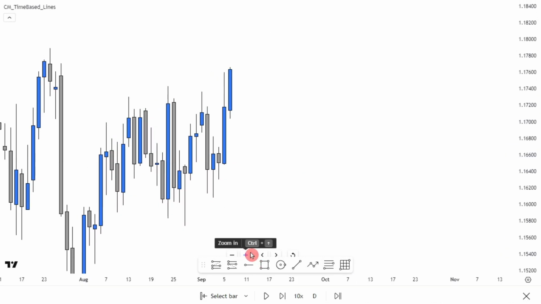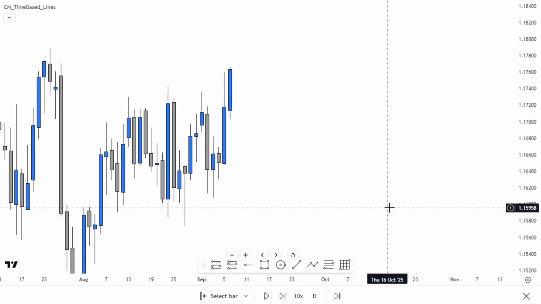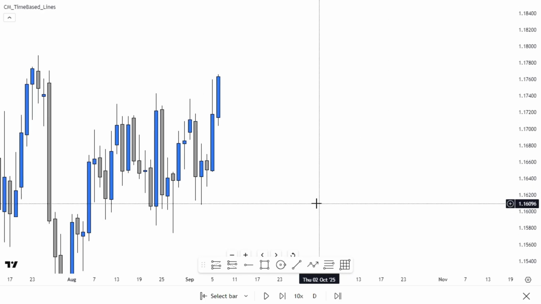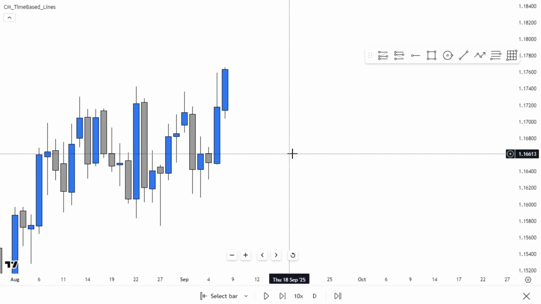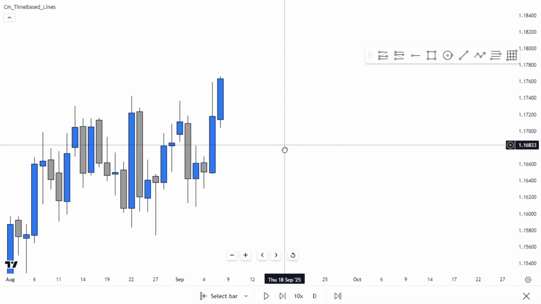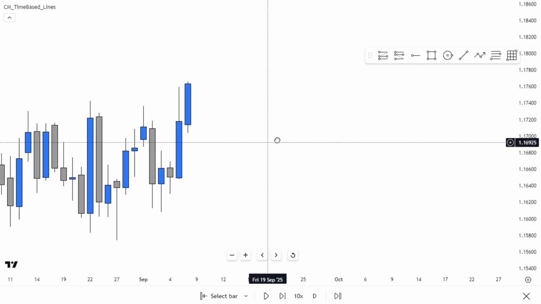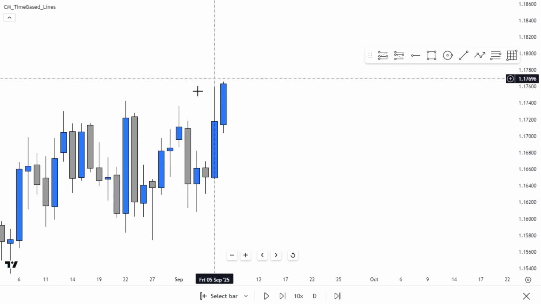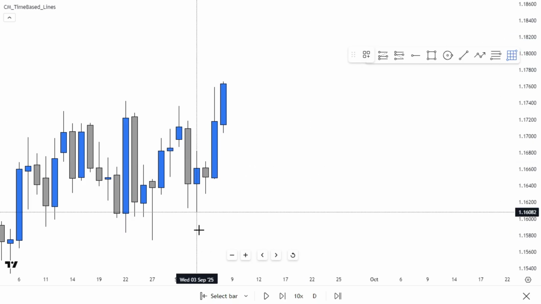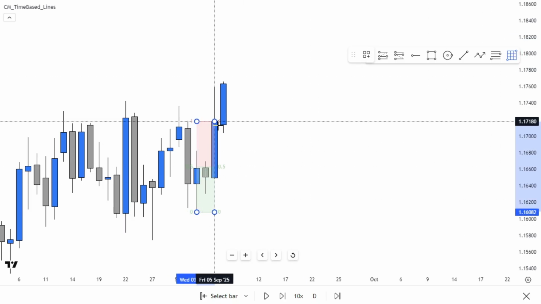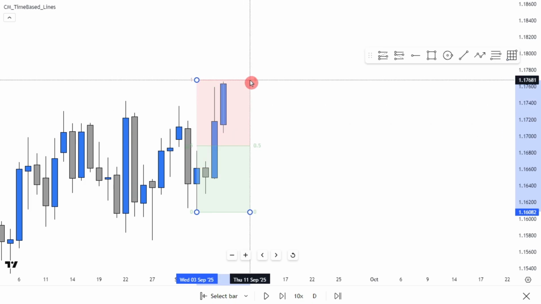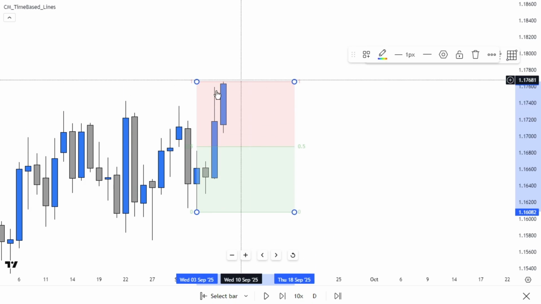Okay, so now let's take a look at a few examples of some discount and premium in live market conditions. So when it comes to premium and discount, we need to find a clear, visible range, meaning we need to find either a swing high or a swing low. So as you see right here, we have a clear swing high. So now we will mark this from the wick of the bottom all the way to the top of the high. As you see, we have premium up here and we have discount down here.